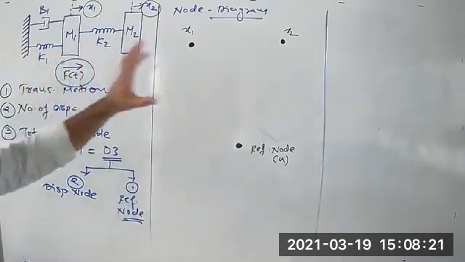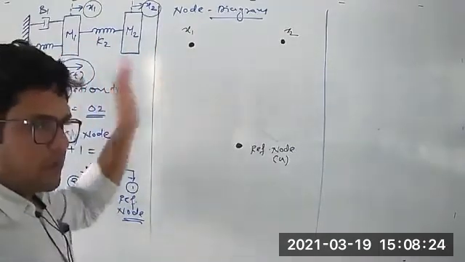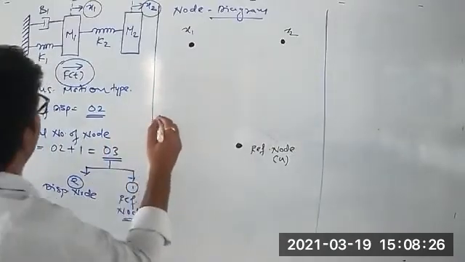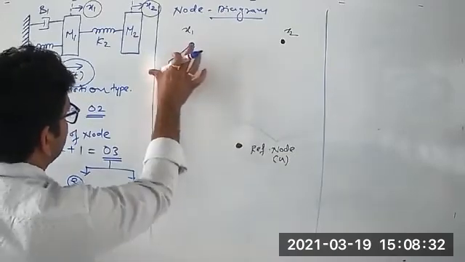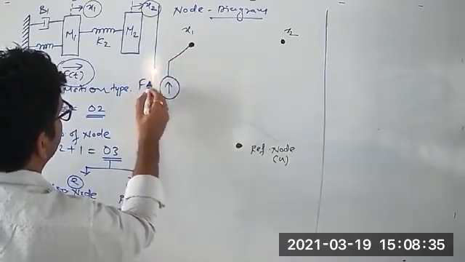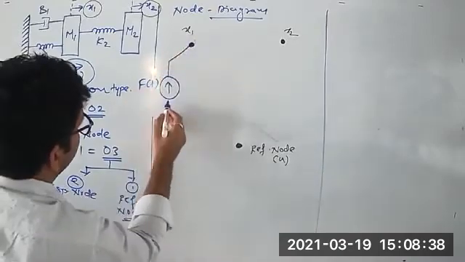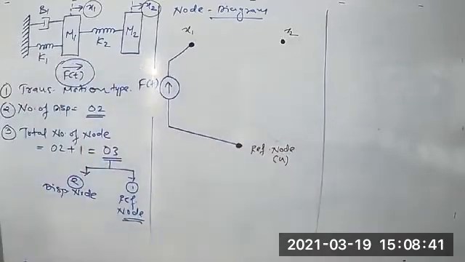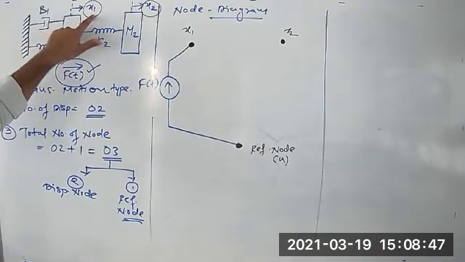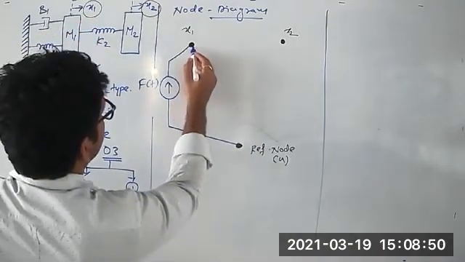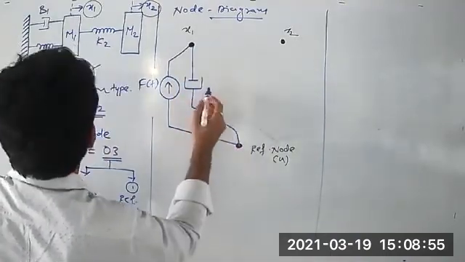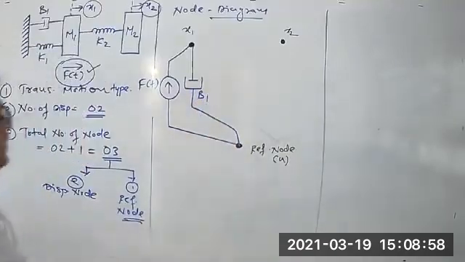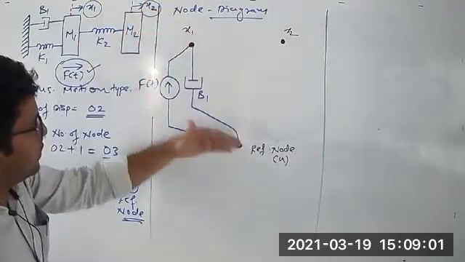So let us apply this logic and draw the node diagram of the given mechanical system step by step. First of all, we need to indicate a force input over here, F of t, which is connected in between the first displacement node and the reference node. So this is over. Then we need to connect the damping coefficient in between the first displacement node and the reference node. Let us consider that somewhere over here we have B1, which indicates the damping coefficient between the first displacement node and the reference node.